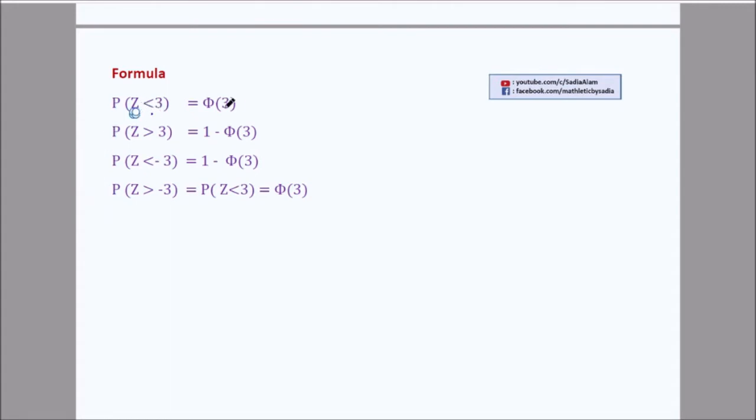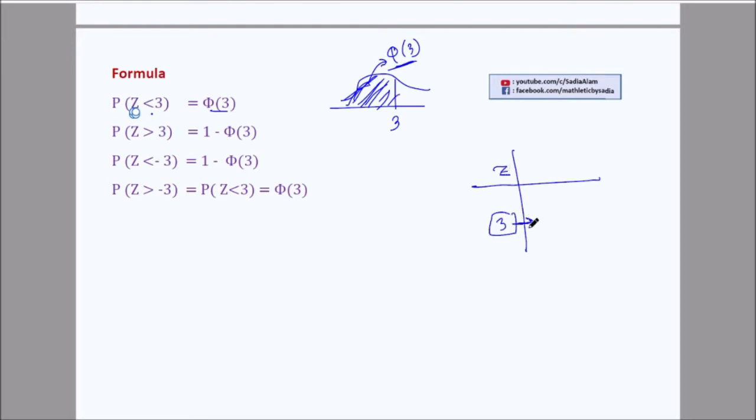So z less than 3 means phi of 3. Like I said in the last example I have shown, if this is 3, z less than 3 means this area, which is represented as phi of 3. And value of phi of 3 is what? Value of phi of 3 is where z is 3, and that corresponding probability value is your phi of 3. So phi of 3 is from the table. You can take the value for phi of 3 from this probability column.